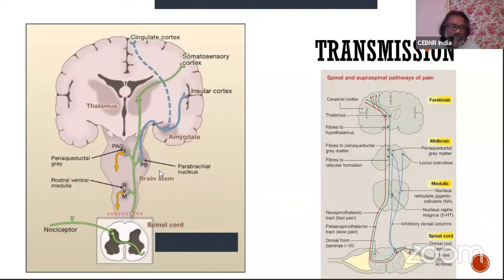The paleo-spinothalamic tract goes to the most important part of brain modulation, that is your brainstem and your midbrain. What are the areas they give connections to? In the midbrain, you'll have your periaqueductal gray matter, right? You'll have your aqueduct, and surrounding that aqueduct, you'll have gray matter. That's what they call the PAG. So they give a connection there.